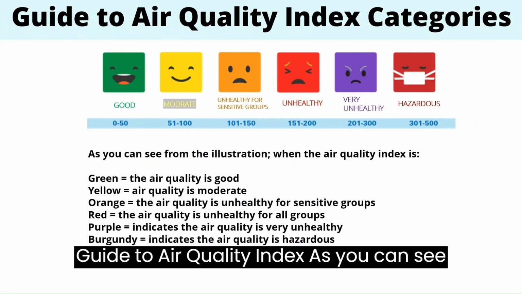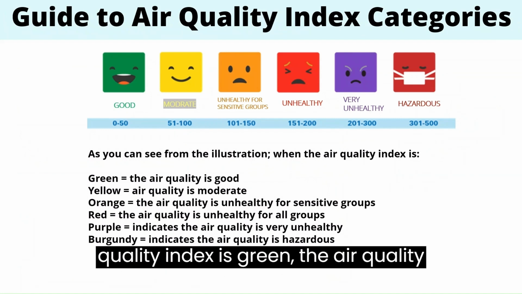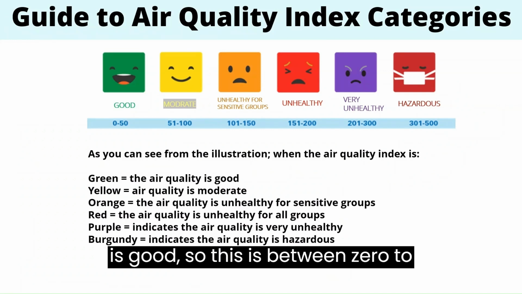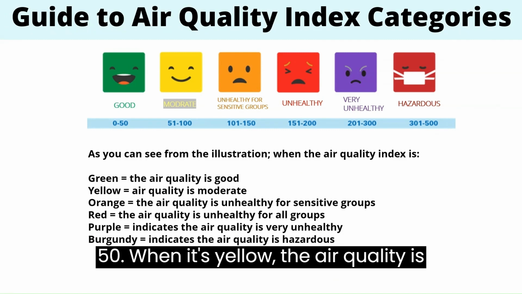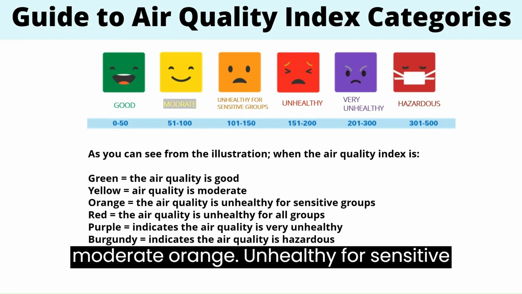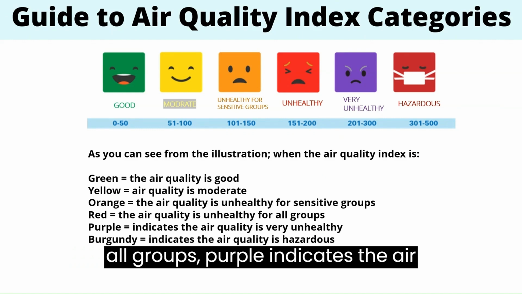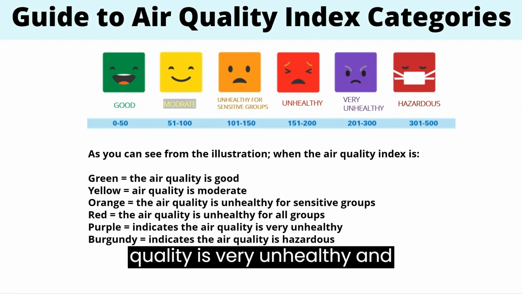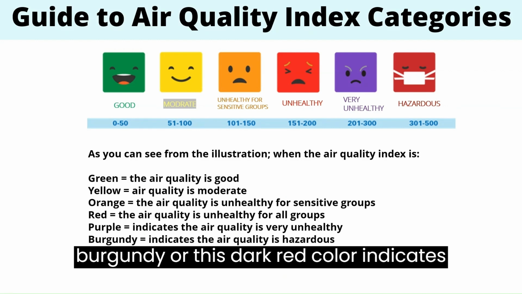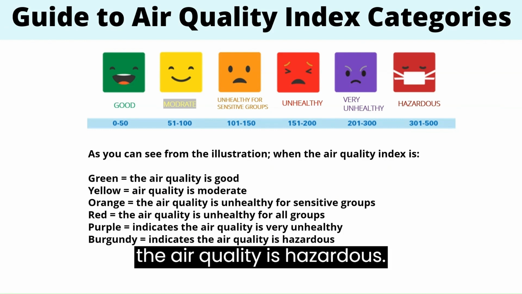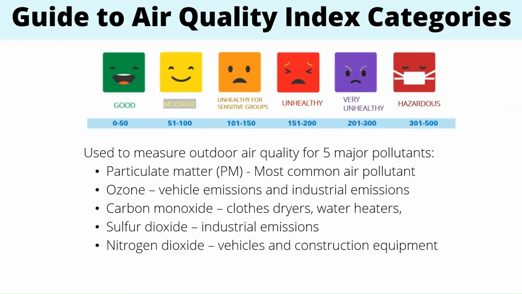Guide to air quality index. As you can see from the illustration, when the air quality index is green, the air quality is good. So this is between 0 to 50. When it's yellow, the air quality is moderate. Orange, unhealthy for sensitive groups. Red is unhealthy for all groups. Purple indicates the air quality is very unhealthy. And burgundy, or this dark red color, indicates the air quality is hazardous.